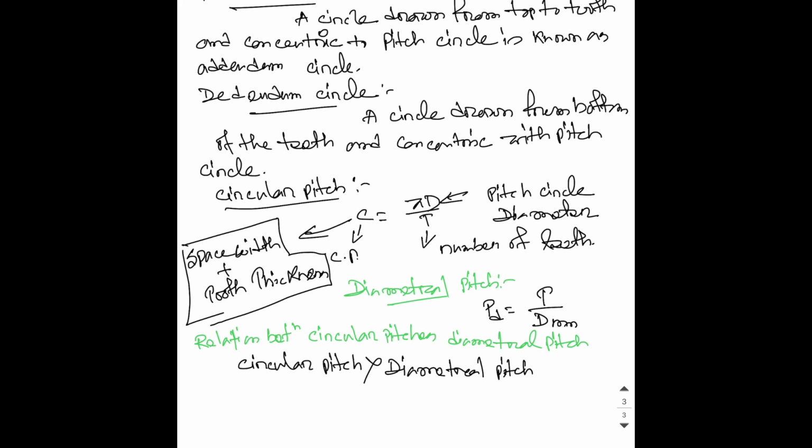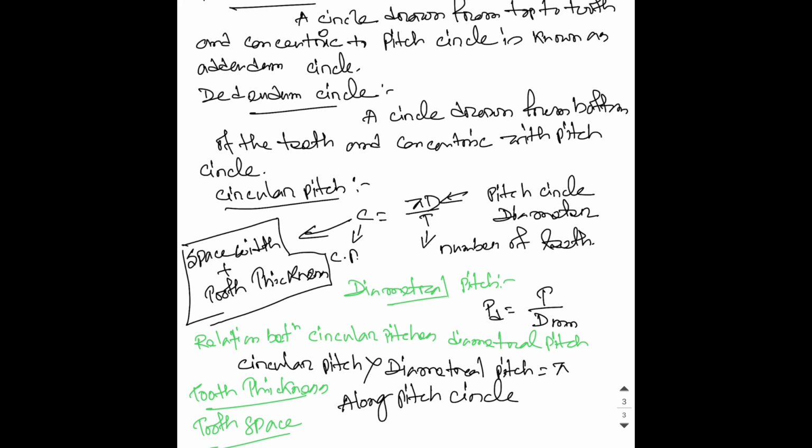Next is tooth thickness. What is tooth thickness? Tooth thickness is the thickness of the tooth measured along the pitch circle. Next is tooth space. The space between consecutive teeth measured along the pitch circle. Okay.